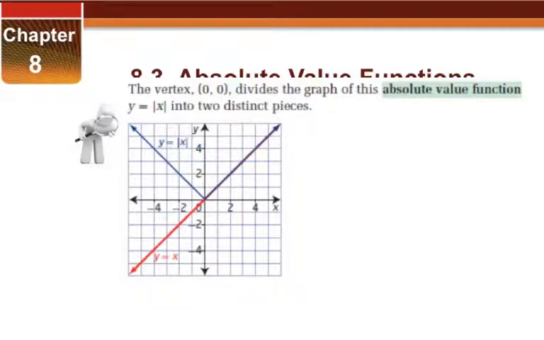So we're going to turn away from the actual operations, the algebra with absolute values. We're going to focus on the graph of an absolute value function. We take the function y equals x, standard straight line, going through the origin, illustrated by that red line.